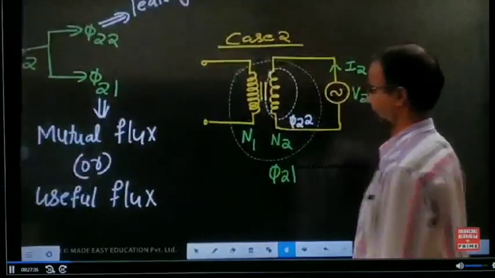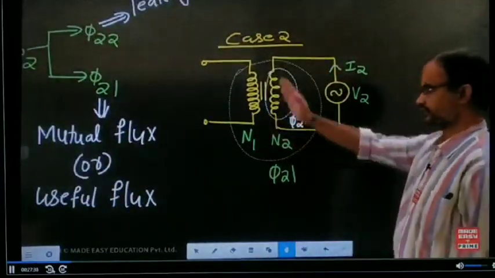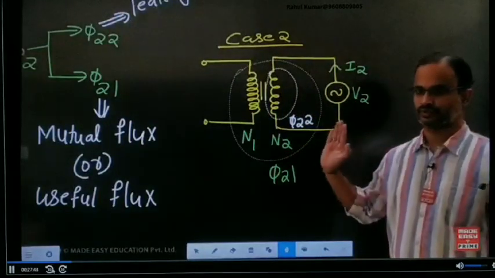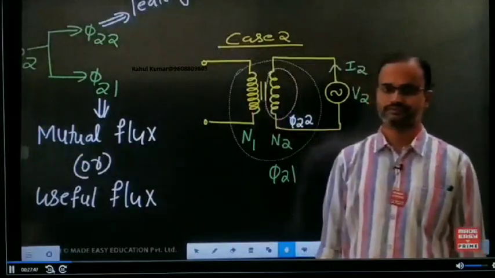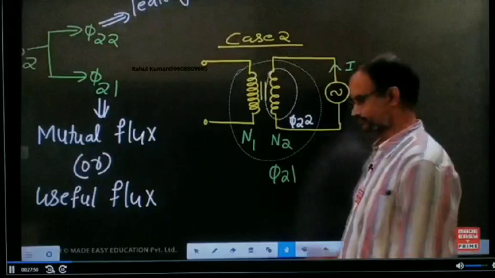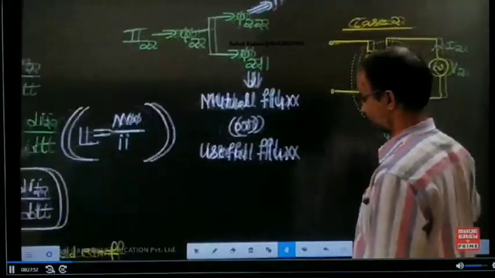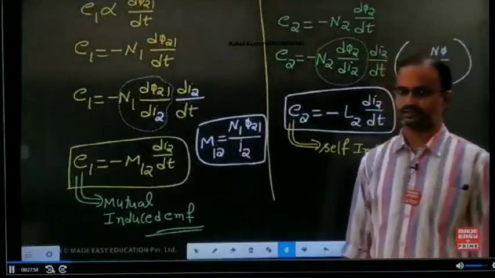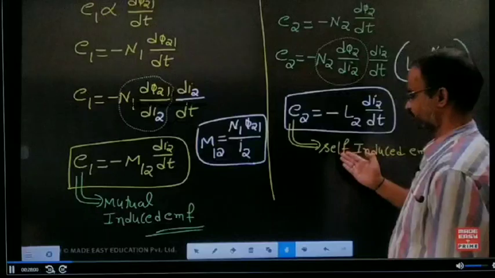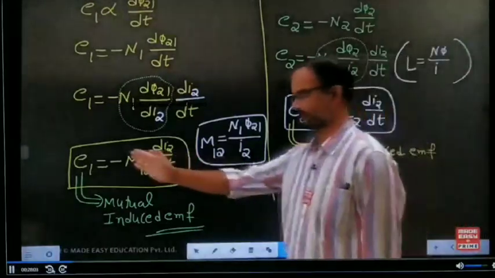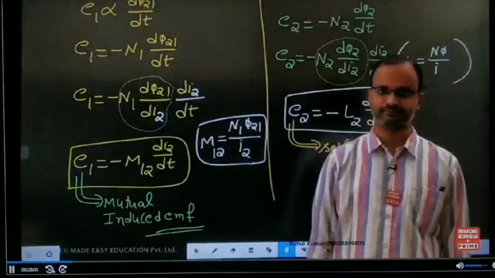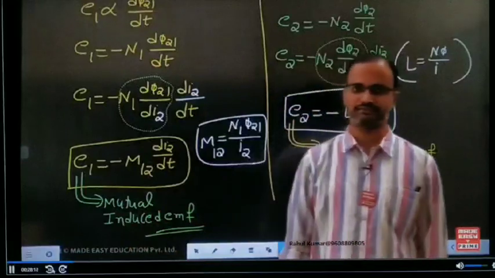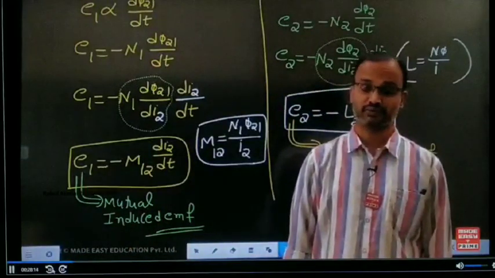If you observe carefully, in case 2 the source is connected to only the second inductor, and the first one is an open circuit. When the source is connected to only the second inductor, at that instant the sign of the self-induced voltage and the mutual induced voltage are both the same.